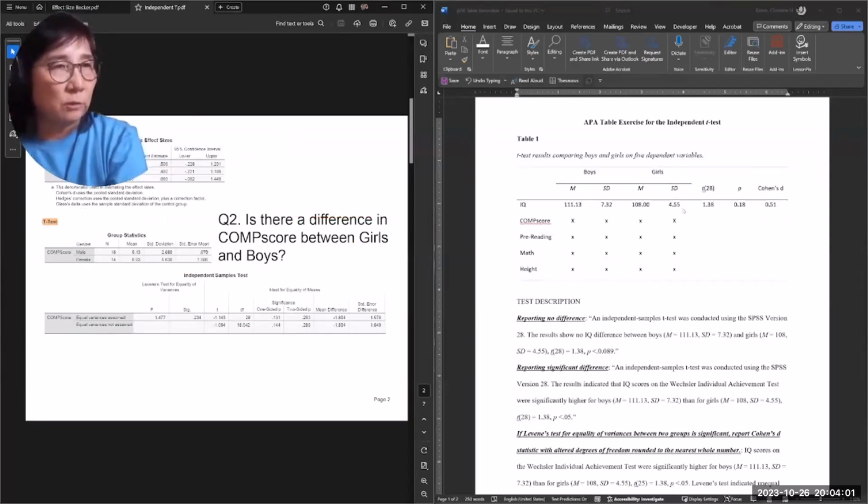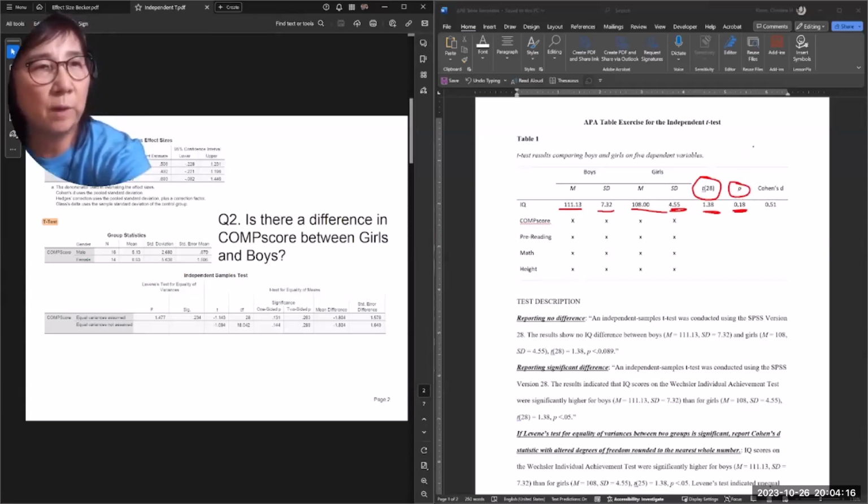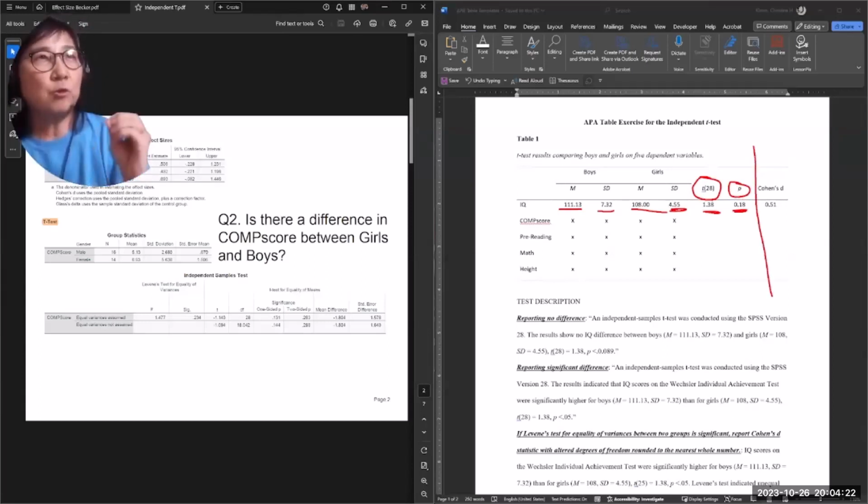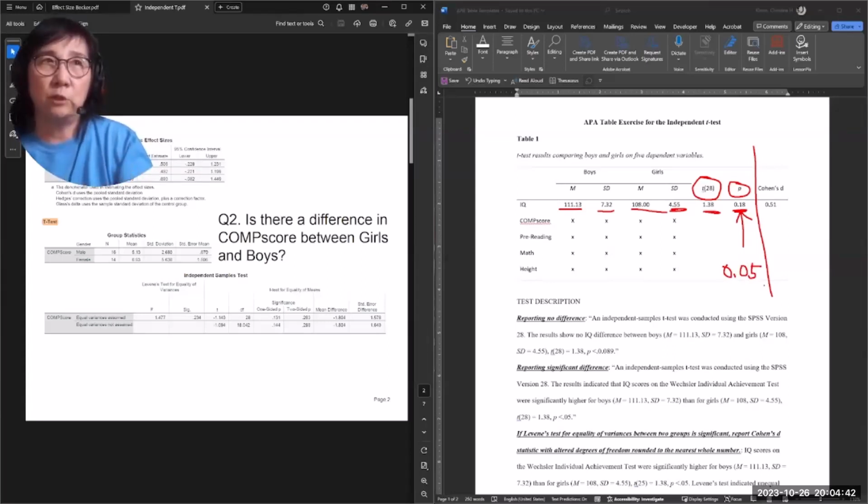This is what I want you to do. Add each group's mean and standard deviation and read the t-score and p-value. Right now, you don't have to worry about the quantity. Your interpretation of a t-test result is based on the p-value. That p-value is supposed to be smaller than 0.05. If it is bigger than 0.05, we say not significant, which means no difference in IQ between boys and girls. Or if it happens to be smaller than 0.05, then you will say a significant difference exists there.